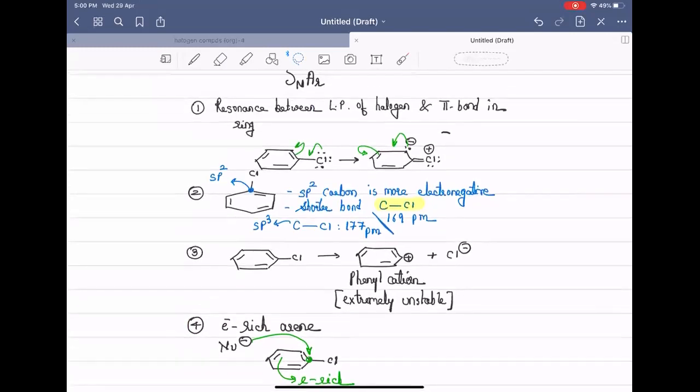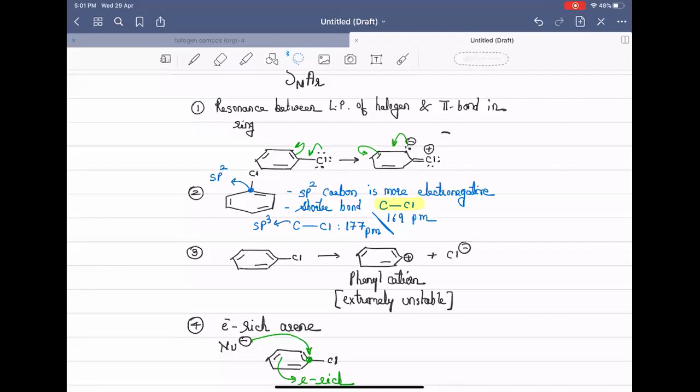So let us summarize all these 4 reasons. 1, the halogen, when attached to an aromatic ring, will have a partial double bond character due to resonance, and that would make it difficult for the bond to break. Second, the carbon to which the halogen is attached is sp2 hybridized, and sp2 hybrid carbon is more electronegative, and hence the bond between carbon and halogen would get shorter, and as it gets shorter, it is always difficult to break.